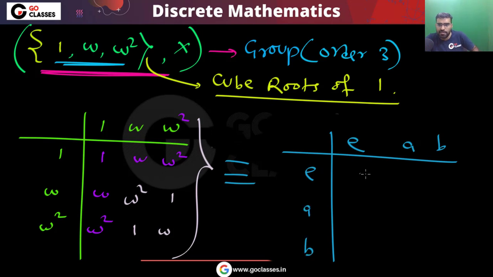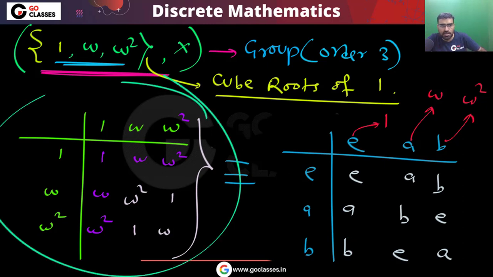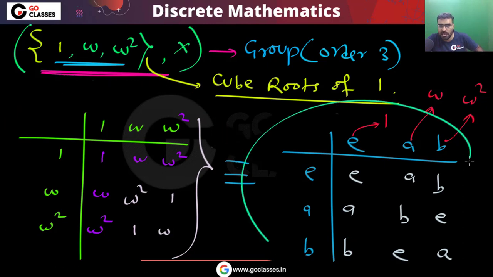You have the identity element. You can easily notice that it will be E, this will be B, this will be E, this will be A. Now you can easily match both the things. This E is your 1, this A is your omega, and this B is your omega square. You can check it out. So this is a group, but it has the same structure as this.